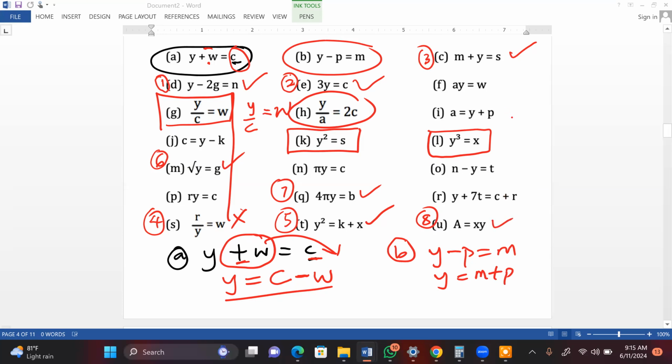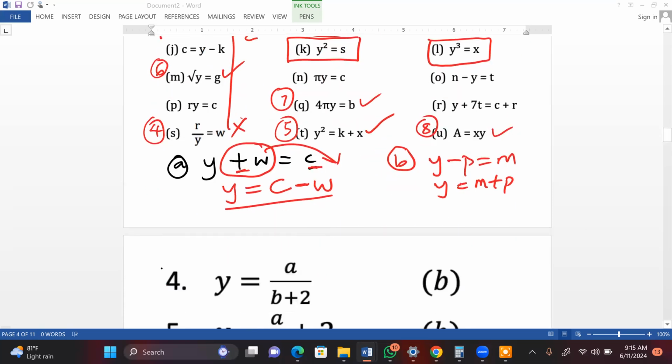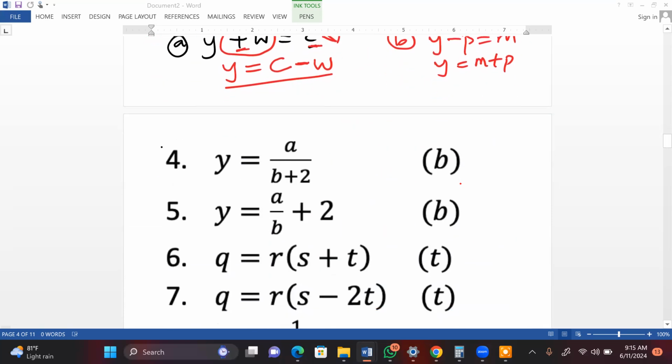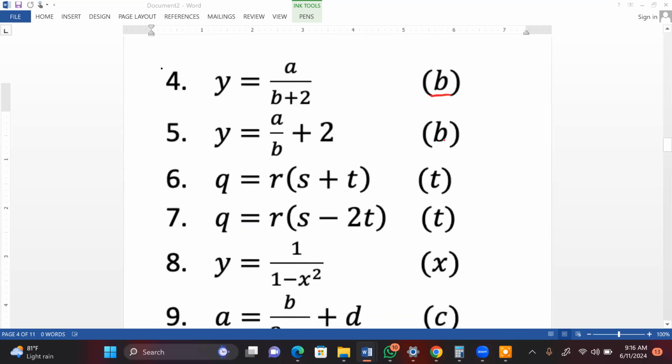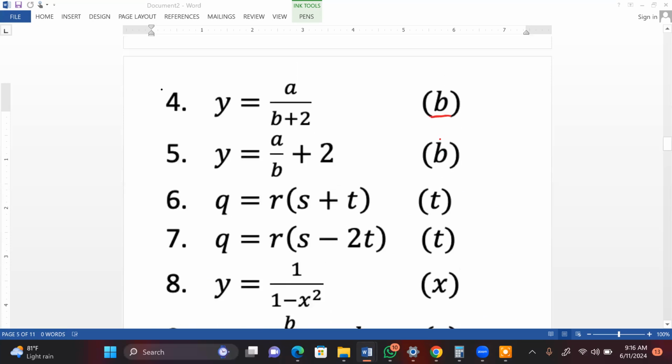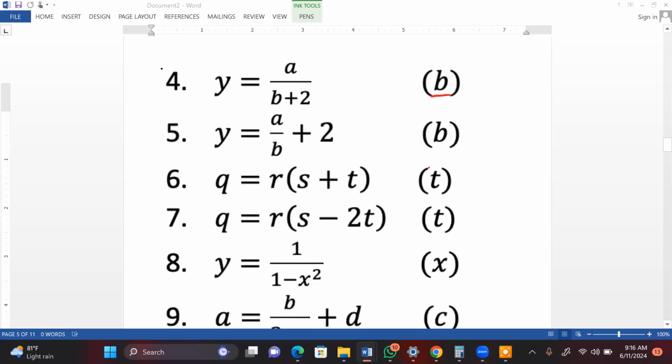We have less than 10 minutes. Let's now go to the complex ones. Here, the letter in bracket is what we are making the subject of the formula. I will do question 4, then we do question 5. They are two separate questions. You should be able to do it. Let's start with question 4.